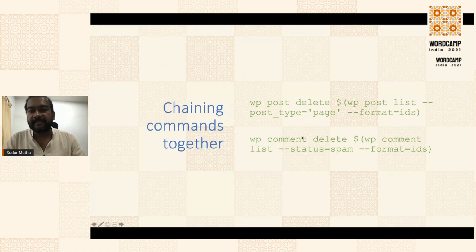So this is another command that I have right here, right? Where basically, let's say you want to delete all the spam comments. So what you do, you basically use the comment list command to list all the comments which have the status as spam, and then I want it to be formatted as IDs. And then the output of this, I'm going to give to the comment delete command. So that way it's going to delete all the comments that are spam.